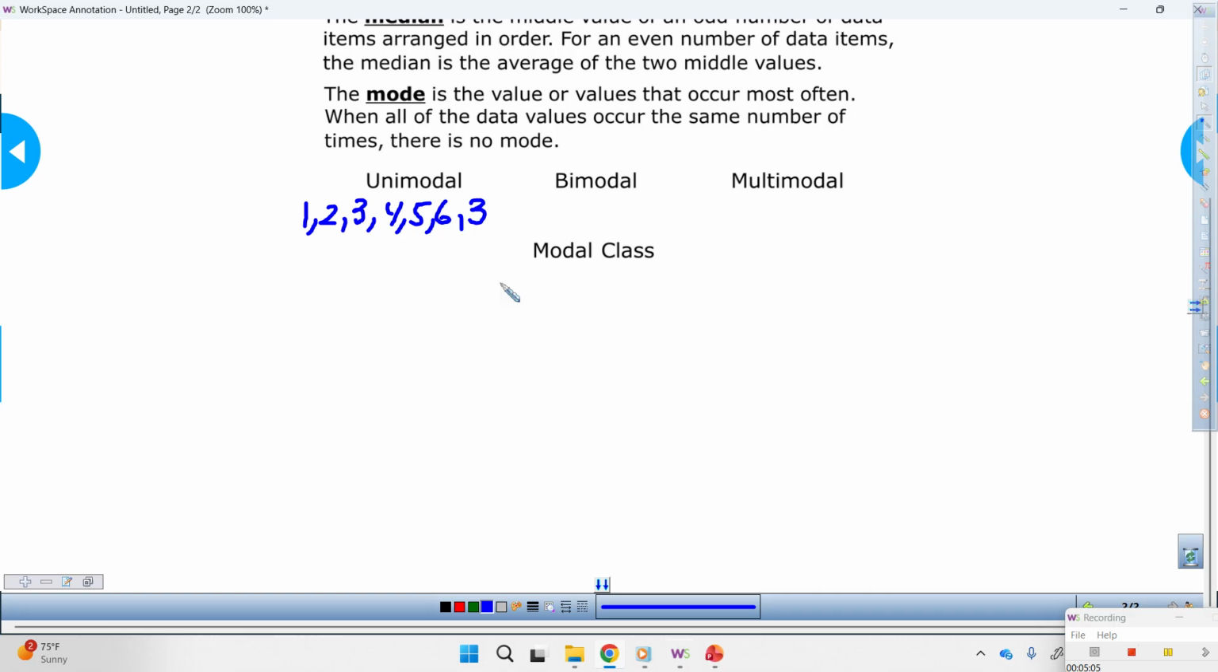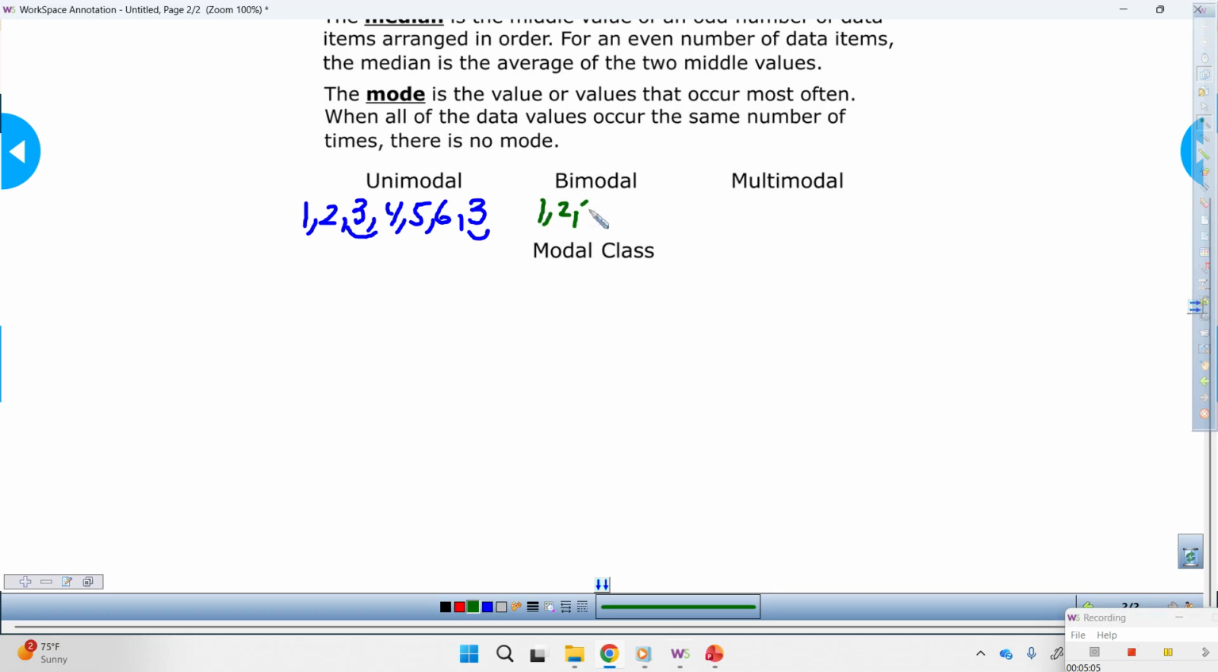All right? So if mode is a value that repeats most often, what is unimodal? One mode, Levi says, and that is correct. What is that mode? Tell your neighbor. The 3, that is correct. Write that down, please.